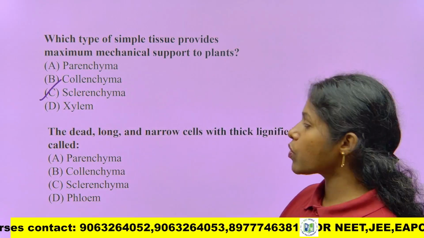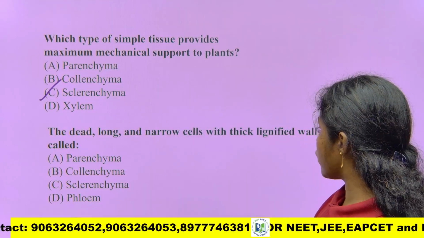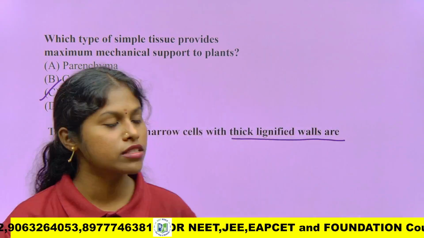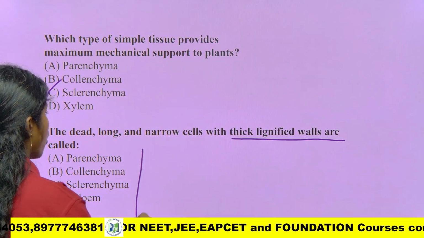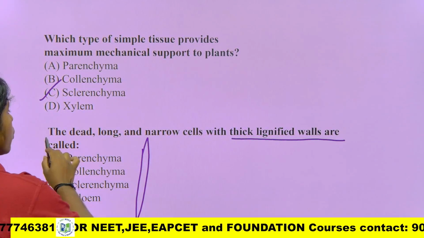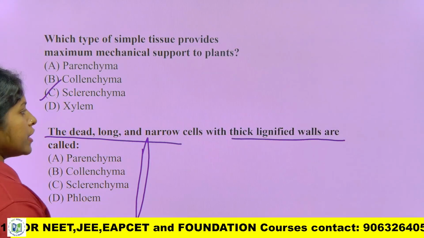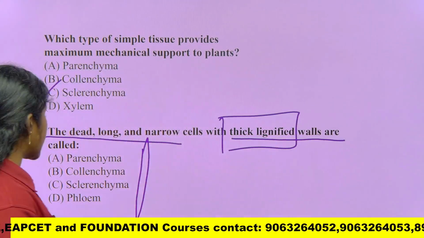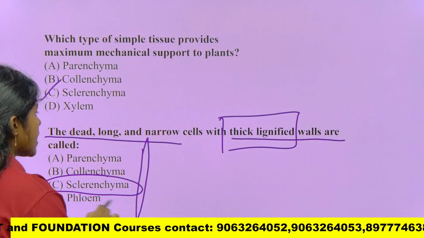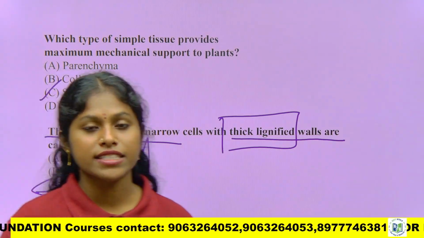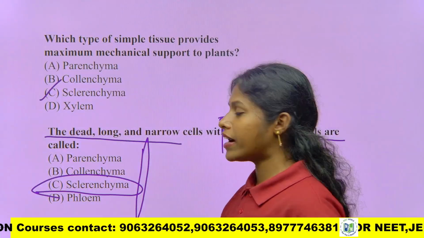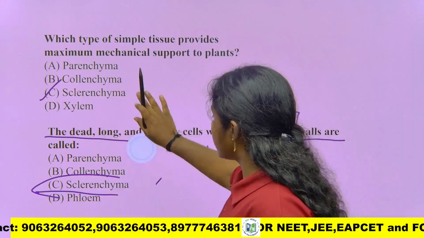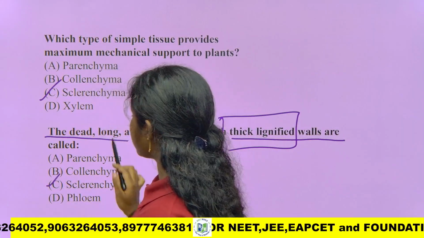So here is the next question. The dead long narrow cells with thick lignified walls. They are saying that they are long and narrow, right? They are mainly dead, and very thickly lignified. So the answer is also Sclerenchyma, children, because having thick cell walls, much thicker lignified, is Sclerenchyma. It provides the mechanical strength. Here C is the answer for this question.